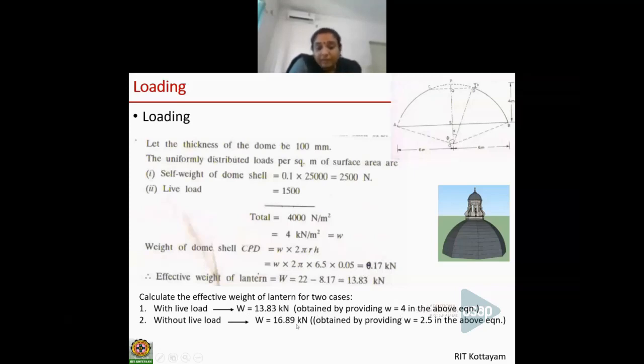Now, without live load, what is the difference? You should consider the small w as 2.5 alone, because we are not considering the live load. And accordingly, if you consider, you will get the effective weight of lantern as a value 116.89 kilonewton. So just do it and satisfy yourself.